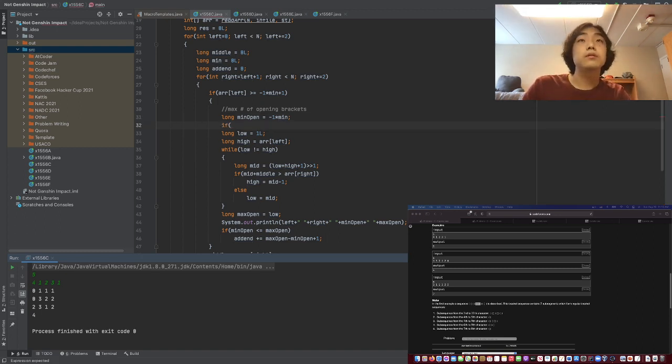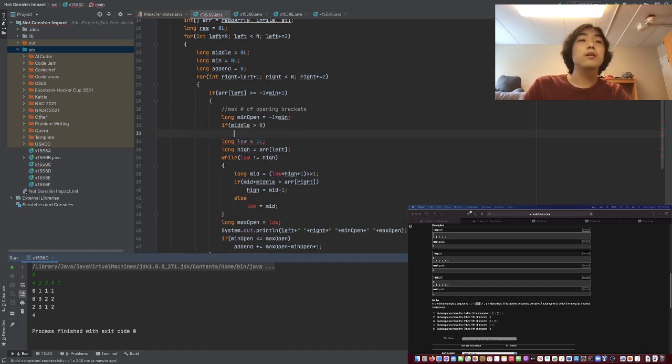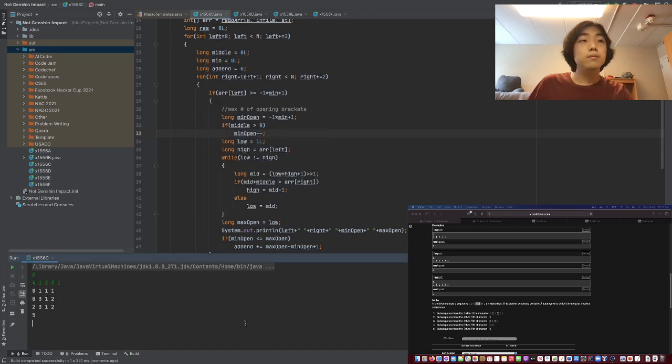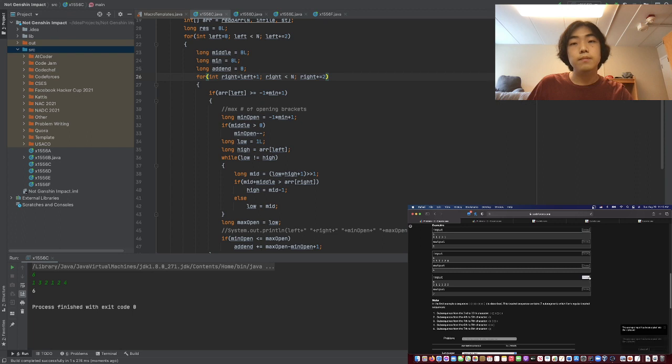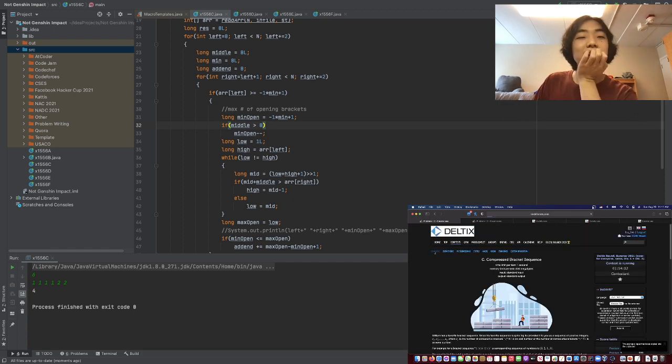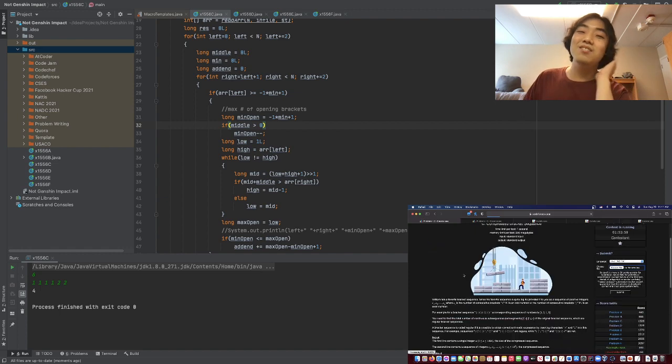if middle is strictly greater than 0, then we can afford to take one away. Yeah, it's like plus 1, min open minus minus. Oh my god. What? Bruh. This should not... How is this hard? It's not even that hard. I'm just trolling.